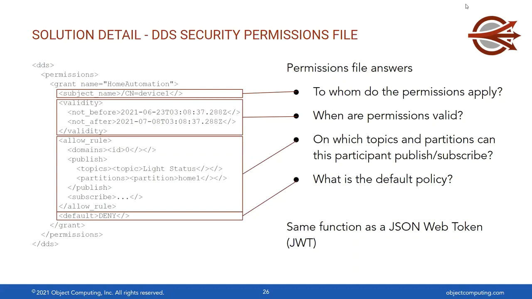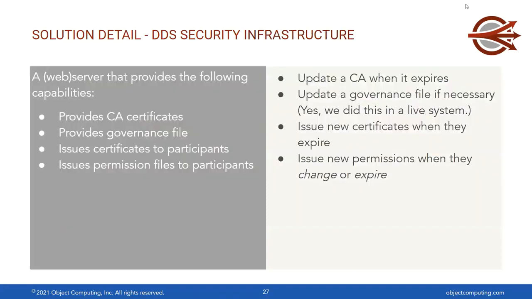Those of you familiar with more web-based systems, the permissions document serves the same function as a JSON web token, in that it gives a participant the ability to do things for a certain amount of time, which is what a JWT typically also does. Okay, let's move on.